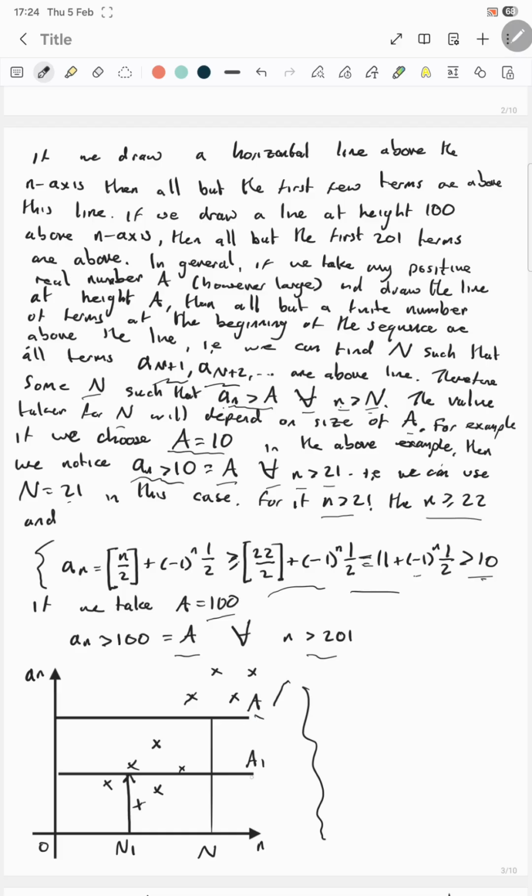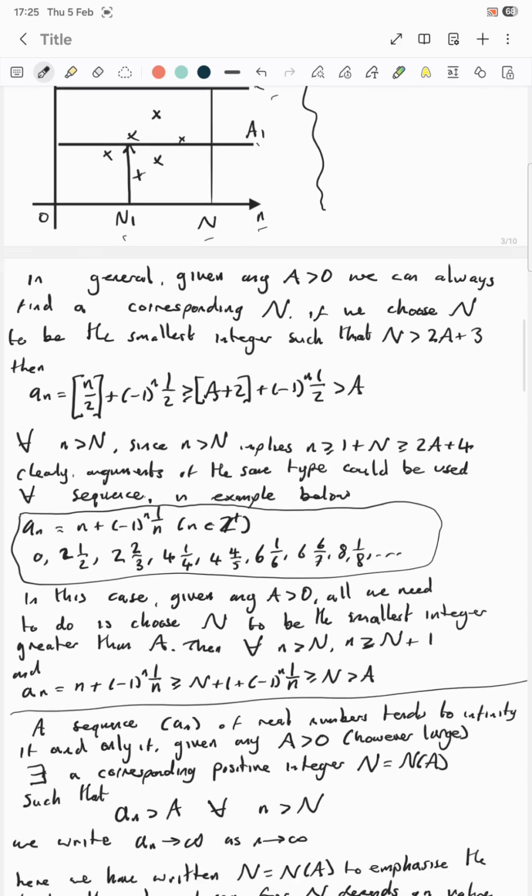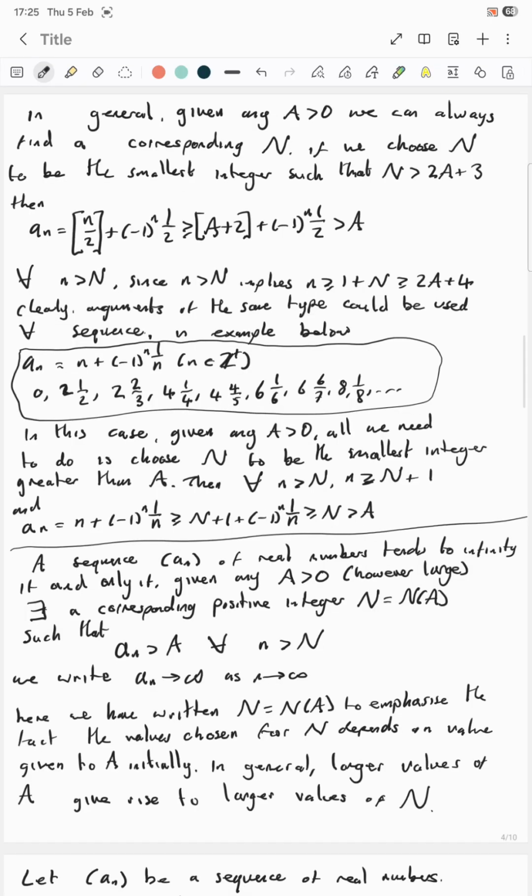with A1, A, N1, N, and so on, of our axis A of n as n increases, we show, as before, our graph here for the sequence. Now, in general, given that a is greater than 0, we can always find a corresponding N. If we choose N to be the smallest integer such that N is greater than 2a plus 3, then our sequence is given as such.